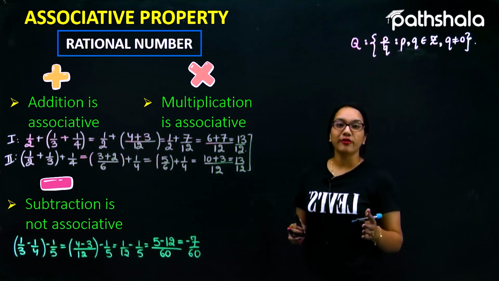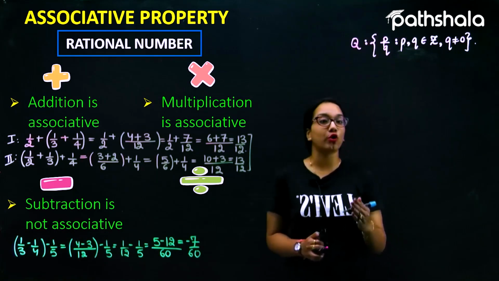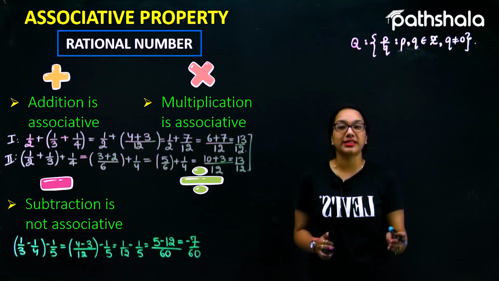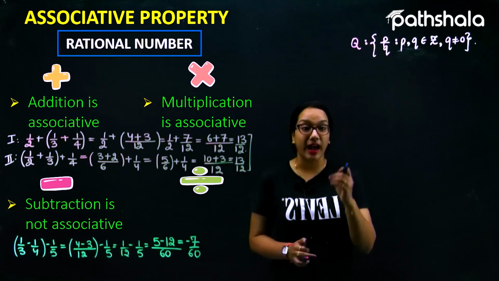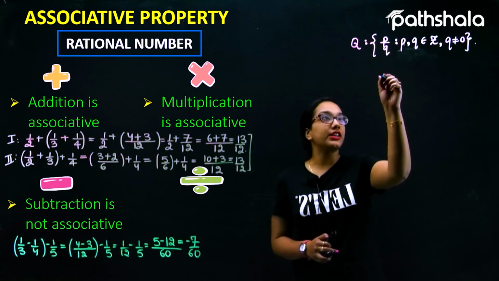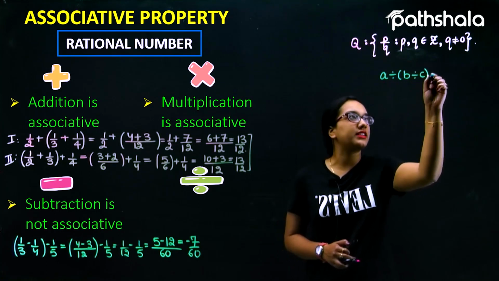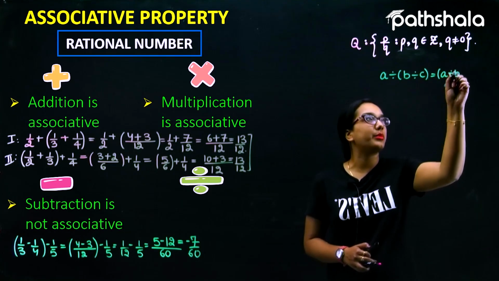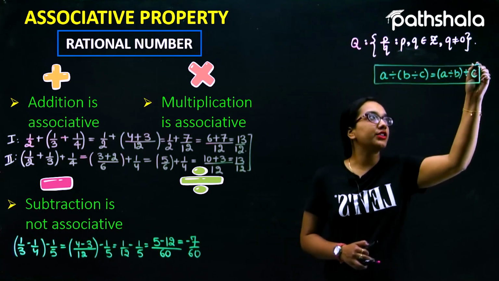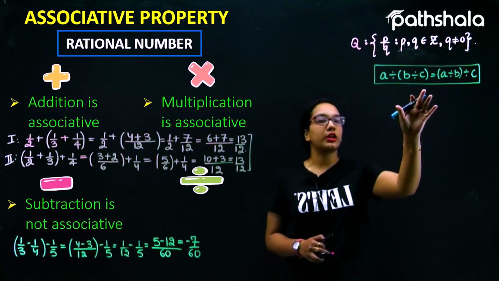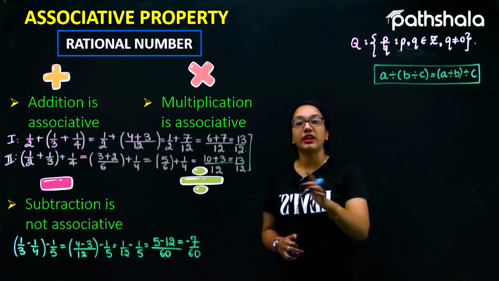So let's move on further towards the case of division. For the case of division, we have to show whether the 3 rational numbers are associative in nature for division or not. So the 3 rational numbers should satisfy this particular condition, that is (a ÷ b) ÷ c is equal to a ÷ (b ÷ c). So this is the necessary condition. If the 3 rational numbers satisfy this condition, it means that they are associative for the case of division.